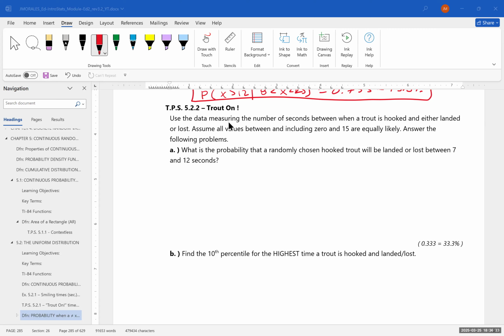All right, so using the data measuring the number of seconds between when the trout is hooked, either landed or lost, assume all values between and including 0 and 15 are equally likely. Answer the following questions. What is the probability that a randomly chosen hooked trout will be landed or lost between 7 and 12 seconds? First, let's draw our distribution. This is going to be uniform between 0 and 15. So let's see, what's that going to look like?